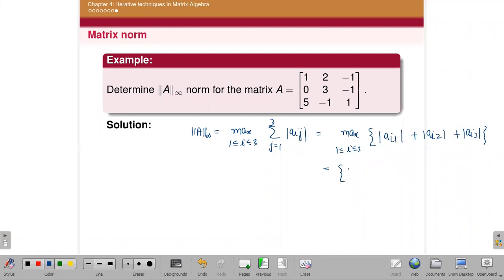So I can write it directly: 1 plus 2 plus |-1|, 0 plus 3 plus |-1|, 5 plus |-1| plus 1. So it is 4, it is 4, it is 7. Yes. So it will be 7. So it means its infinity norm is 7.